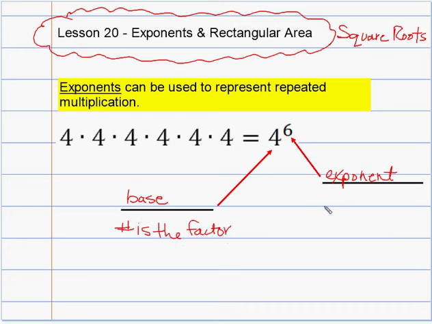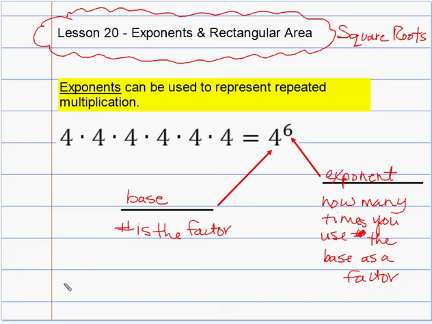And the exponent tells you how many times you use it as a factor. You use the number, the base. I'm going to put the base here. How many times you use the base as a factor.